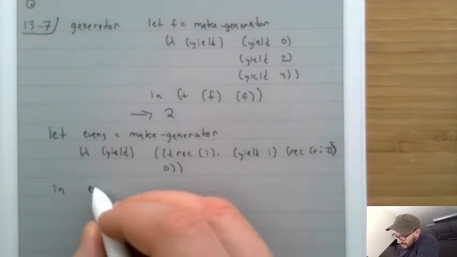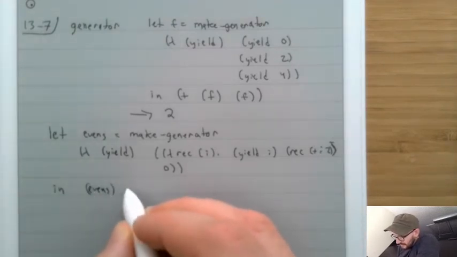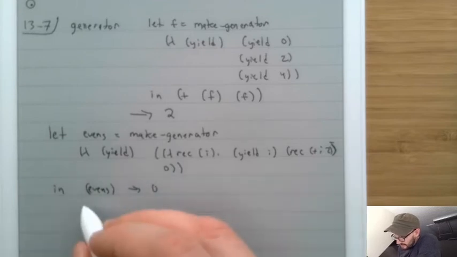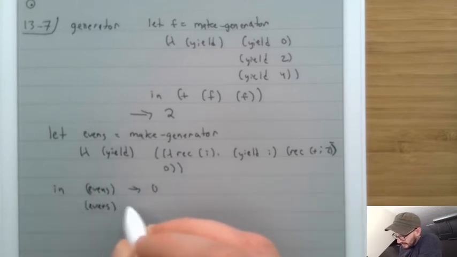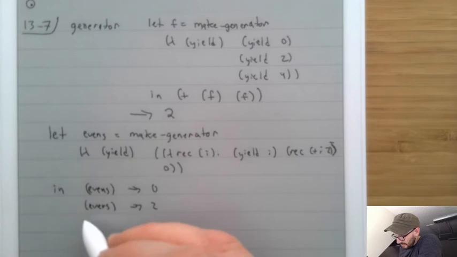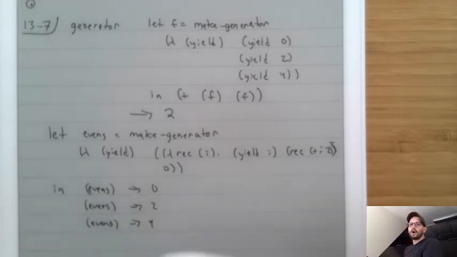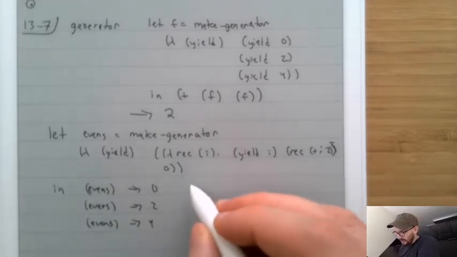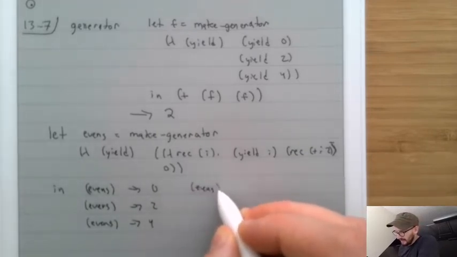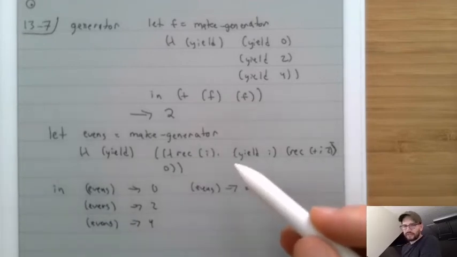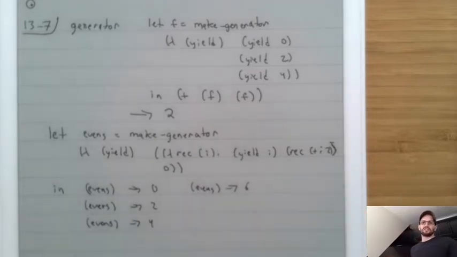Here, when we call evens the first time, it's going to return 0. Then when we call it again, it's going to return 2. If we call it again, it's going to return 4, and so on. It'll never finish. It'll always have more even values to return. If we call it again, it'll give us 6. So this function right here represents an infinite stream of numbers that are computed by this algorithm.